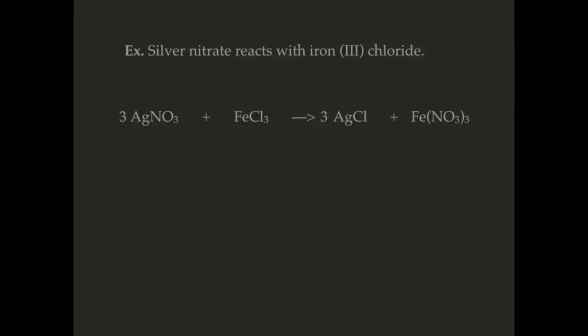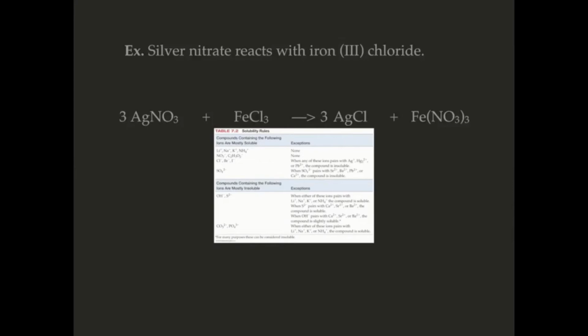Now I've got to use my solubility rules. Okay? So if you look back at that table, silver nitrate is soluble because all nitrates are soluble. So that's soluble. Okay? Iron chloride is soluble because it's not one of the exceptions. AgCl, if you look, chlorides are soluble except when they're paired with silver. Oh, there you go. So that's an exception, meaning instead of being soluble, it's going to be insoluble. Okay? And then iron nitrate, because all nitrates are soluble, that will be soluble.